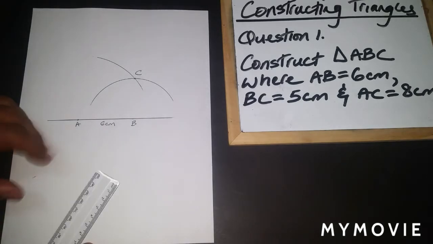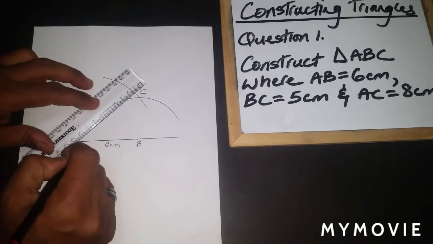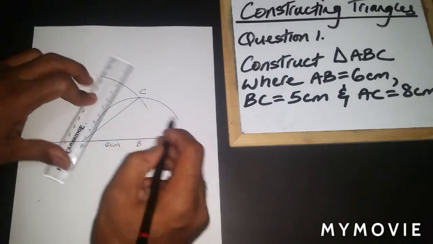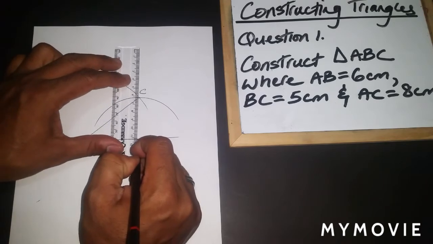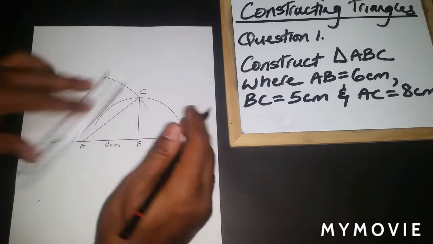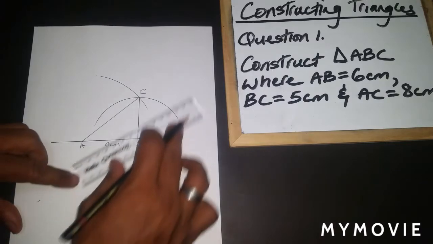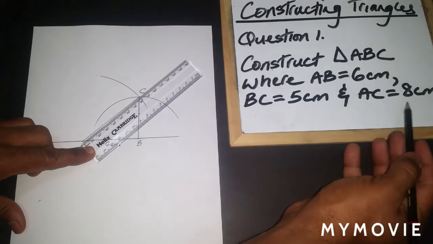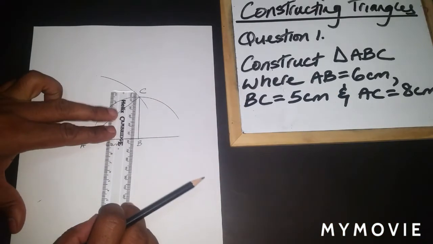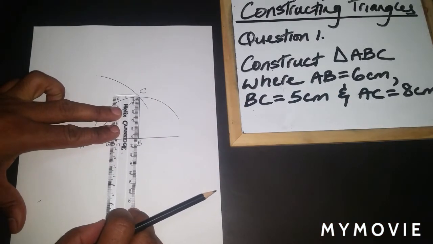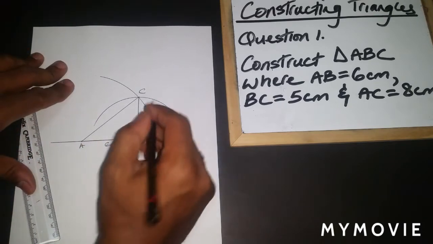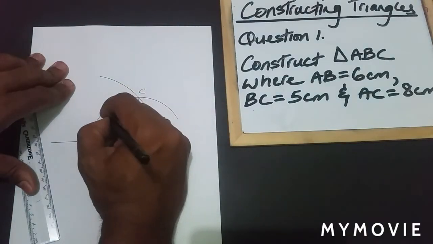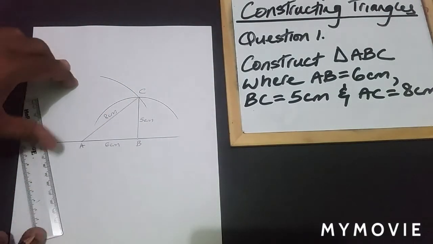So all I need to do now is just connect the points. So from A to C, and from B to C. Okay, so if I take the ruler now and measure the length of AC, that should be 8 centimeters as indicated here. And B to C, that would be 5 centimeters. So I can go ahead and indicate that this is 5 centimeters and the length of AC is 8 centimeters.